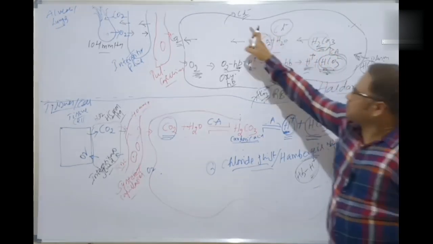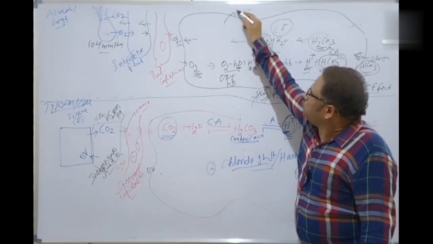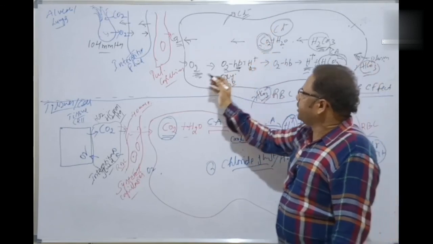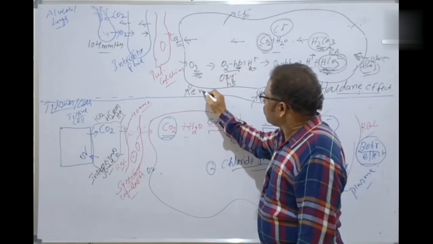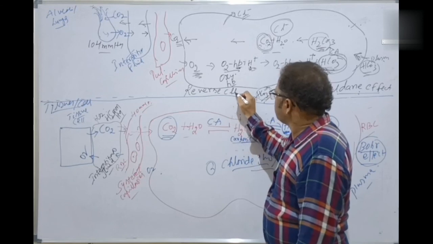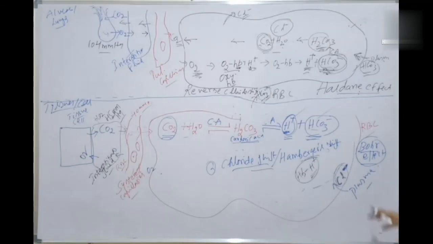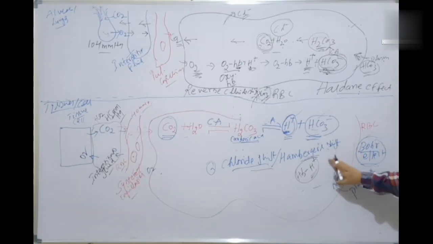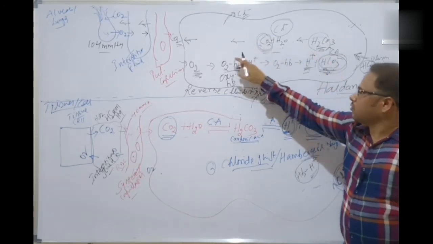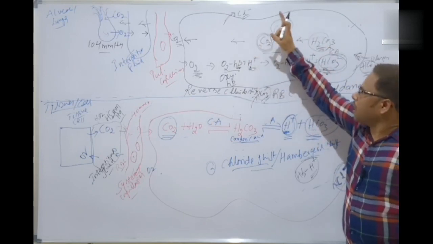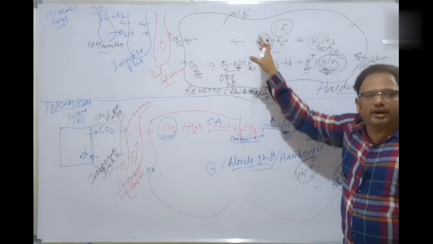And efflux, that is, outward movement of chloride ions from RBCs into plasma, is called the reverse chloride shift. This is the chloride shift: the chloride ions, in order to maintain the ionic equilibrium, are shifted from plasma into RBC. Whereas the reverse chloride shift means going back, that is, the chloride ions go back from RBC into plasma. That is called the reverse chloride shift.